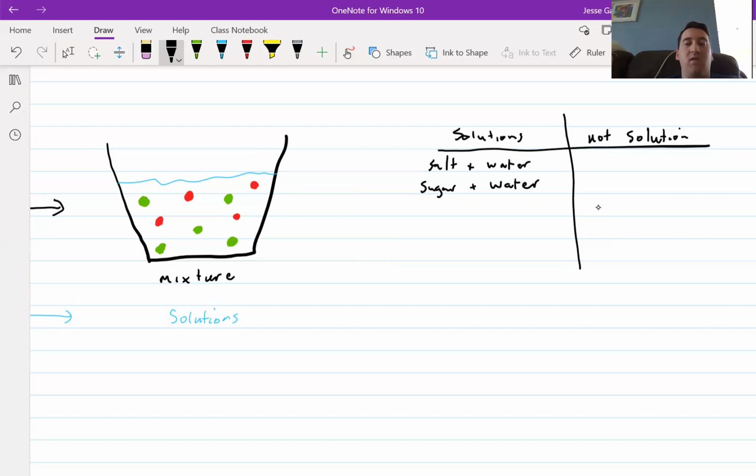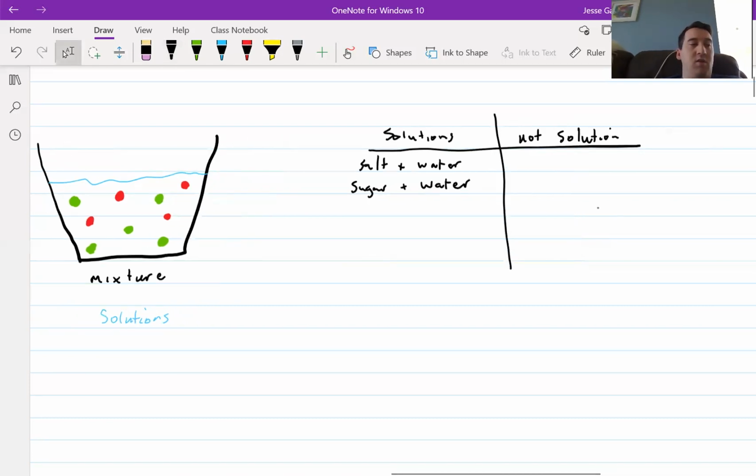Let's see though what's an example of something that is not a solution. Some of you may have done the dishes before after dinner and realized that if you leave the dishes in the sink for a while, any oils that were on your plate from the cooking, they sit and float on top of the water. They don't actually mix and dissolve in the water. They'll float in a layer on top. So oil plus water is an example of something that is not a solution. And the reason for that is the oil will not dissolve and properly mix with the water.